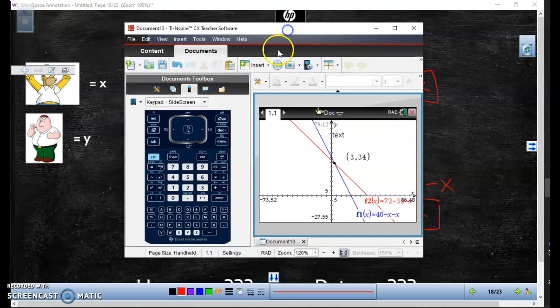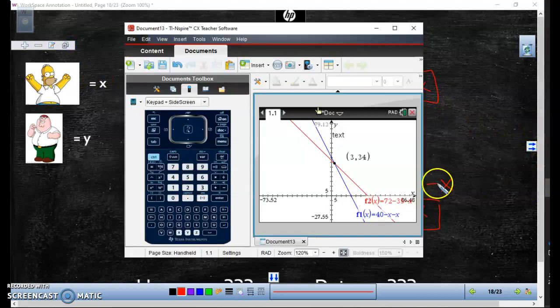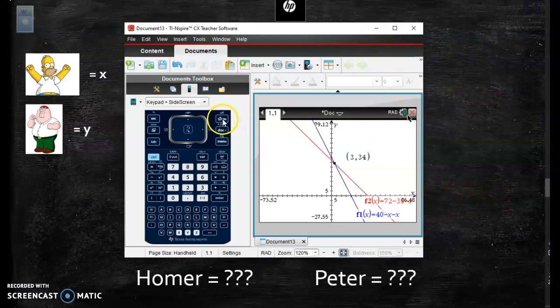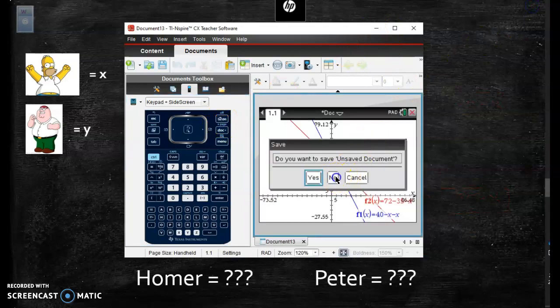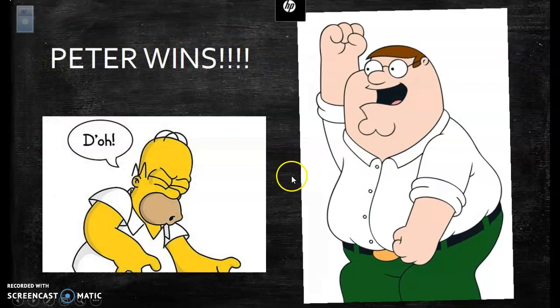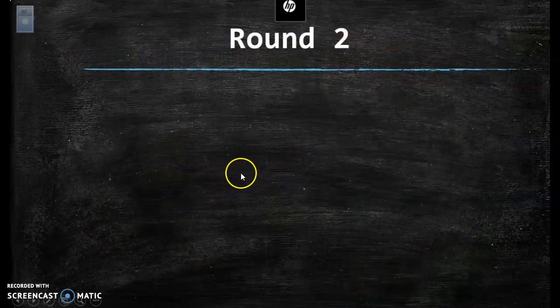All right, so looking back, Homer was our x. Go ahead and move this out of the way. So Homer was our x, so Homer equaled 3, and Peter was y, so Peter equaled 34. Peter was worth more, so Peter's our champ. For this round, round 1, Peter was our champion. Homer was 3, Peter was 34. That little Peter dance.